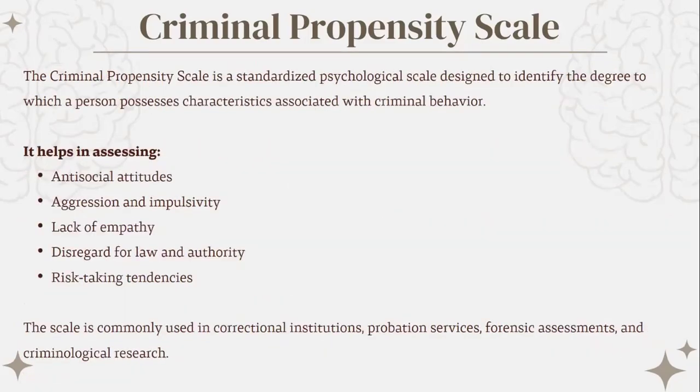This scale is a standardized psychological scale designed to identify the degree to which a person possesses characteristics associated with criminal behavior. Generally, some persons have characteristics that are mostly connected with criminal behavior. So with the scale, you can identify them, because it helps in assessing antisocial attitude. If the person has an antisocial attitude, the probability is more that he will commit the crime. It also measures aggression and impulsivity, lack of empathy, disregard for law and authority, and risk-taking tendencies. We can measure all these categories with the help of this scale. This scale is commonly used in correctional institutions, probation services, forensic assessment, and criminology research.